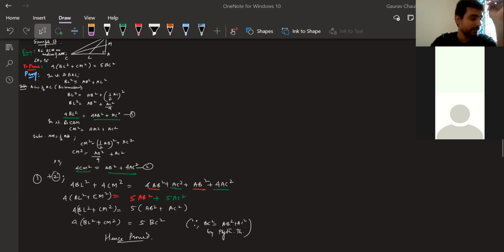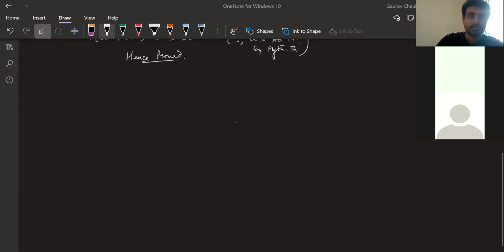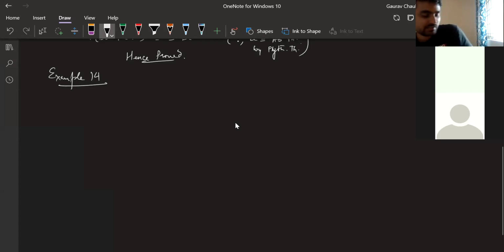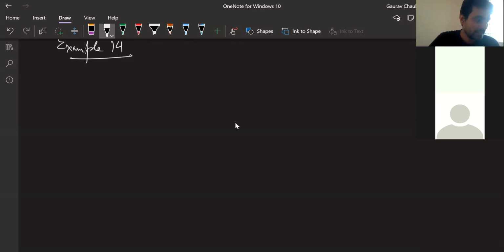Moving ahead, example 14 is Manisha's next question. Example 14 is again very similar, Manisha, but I'll still do it. It's not a type of proof which we have done a lot of times, so let's do it. What is told is that O is any point inside the rectangle ABCD.